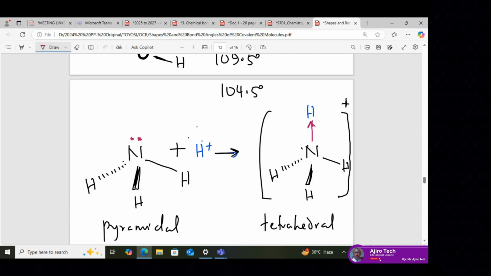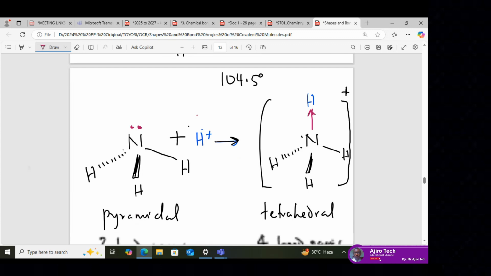Is that okay? Yes. Then ammonia, which has a lone pair, after reacting with H plus to form ammonium, there's a change of shape from pyramidal to tetrahedral. Do you agree?